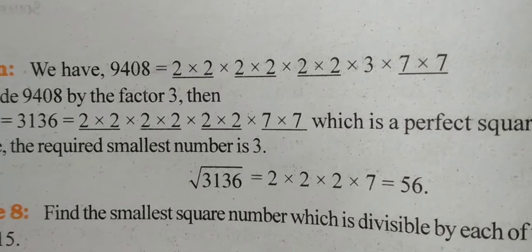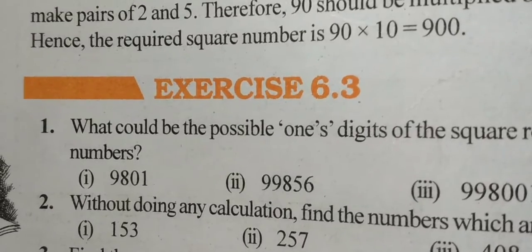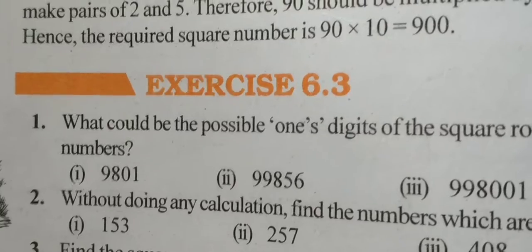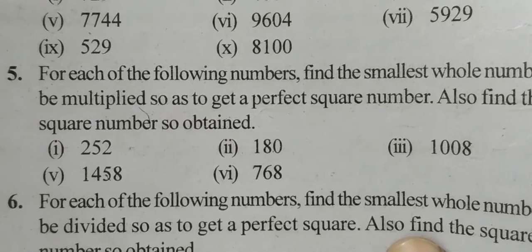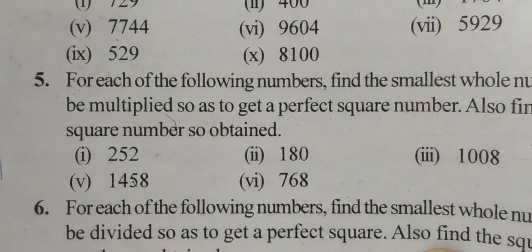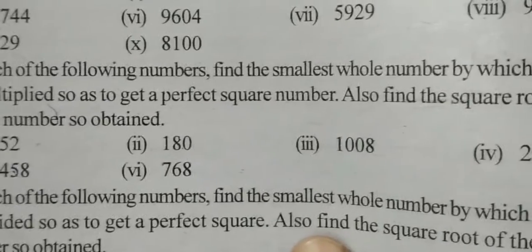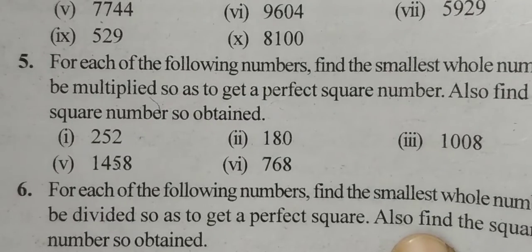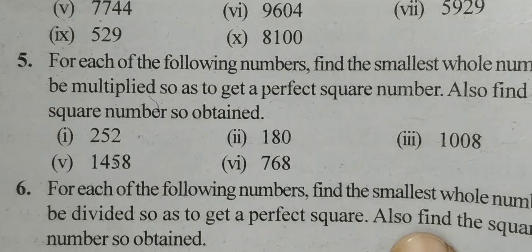Okay, so let's begin with the exercise question, exercise 6.3, और उसमें आपको मिलेगा, here you have 5th question. For each of the following numbers, find the smallest whole number by which it should be multiplied so as to get a perfect square number. Also find the square root of the square number so obtained. So the example 6 which we did, we have to perform in the same way.